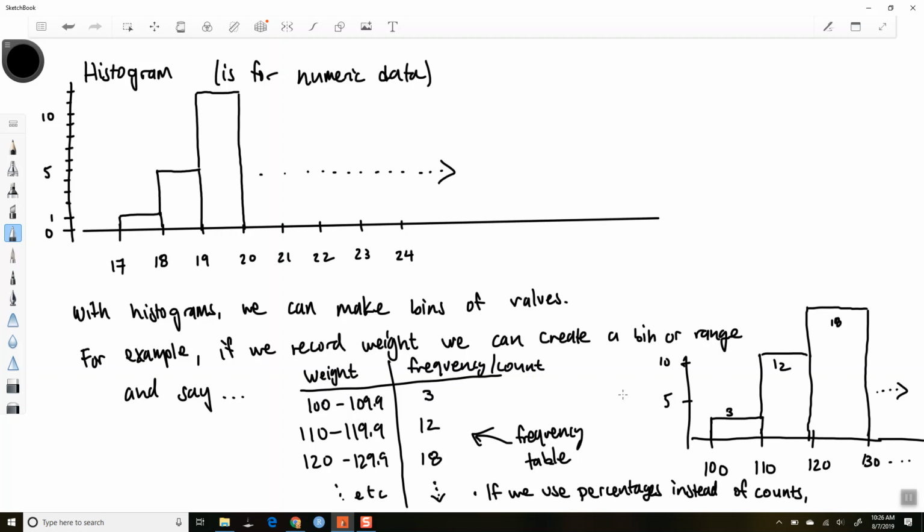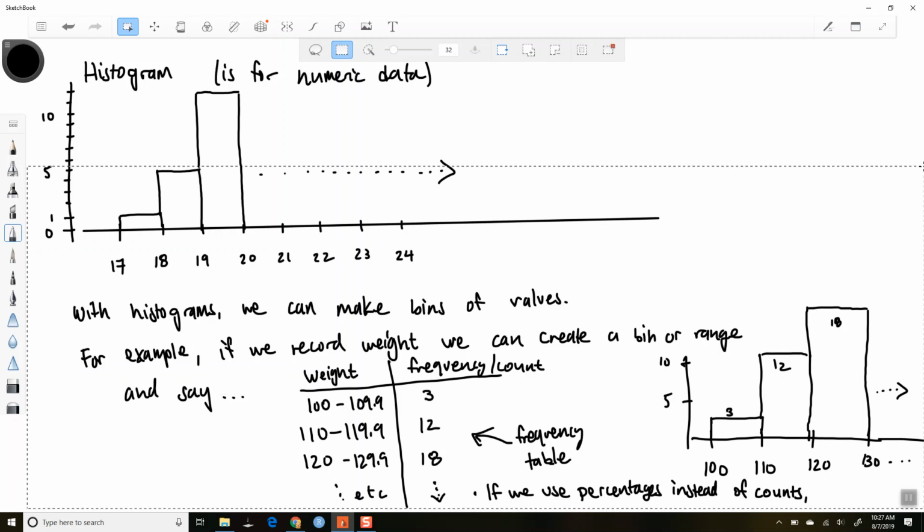I've run out of space. I select everything. I don't know what I'm doing.